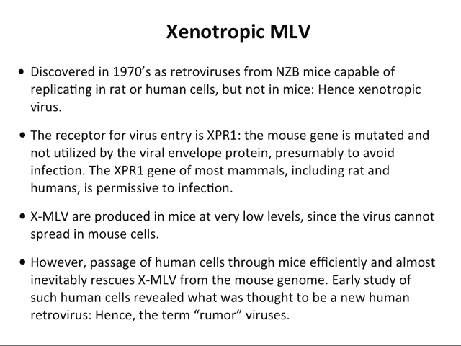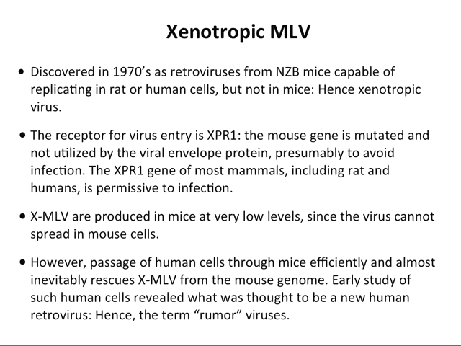Xenotropic MLVs were discovered in the 70s as retroviruses from mice that could replicate in rat or human cells, but not in mice. That's the definition of xenotropic. The receptor is called XPR1. And the mouse gene is mutated so that this XPR1 cannot serve as a receptor for xenotropic viruses. So that's why the mice are not infected. They have apparently evolved a mutated form of the receptor that prevents infection. But the XPR1 gene of most mammals, including us, is permissive for xenotropic virus infection.